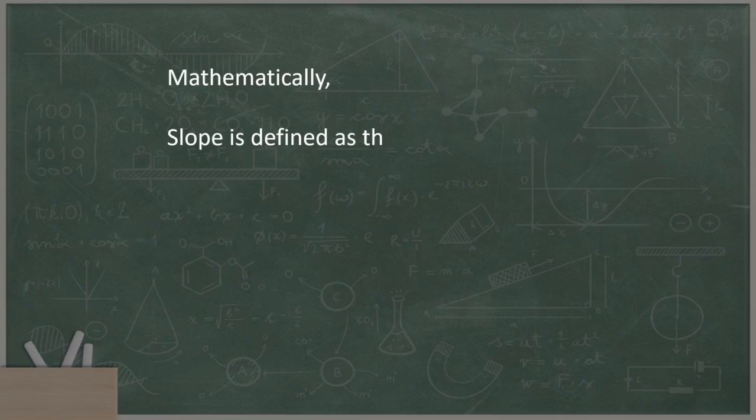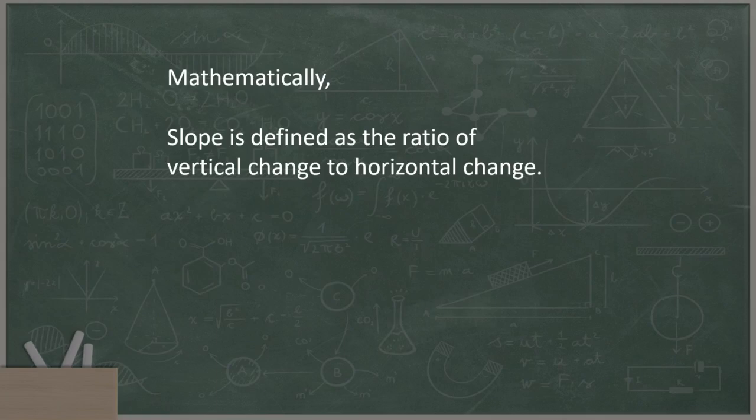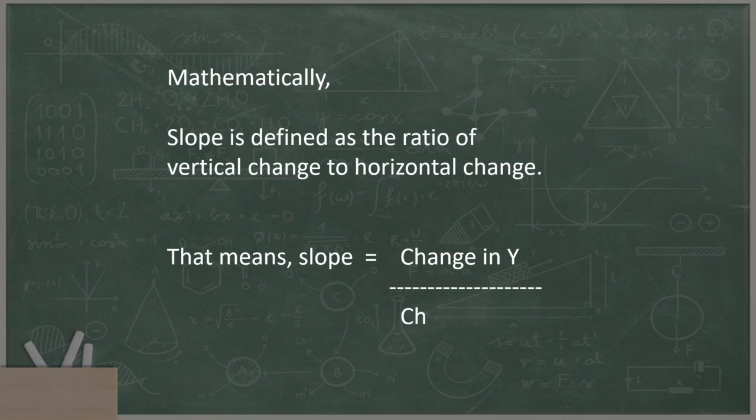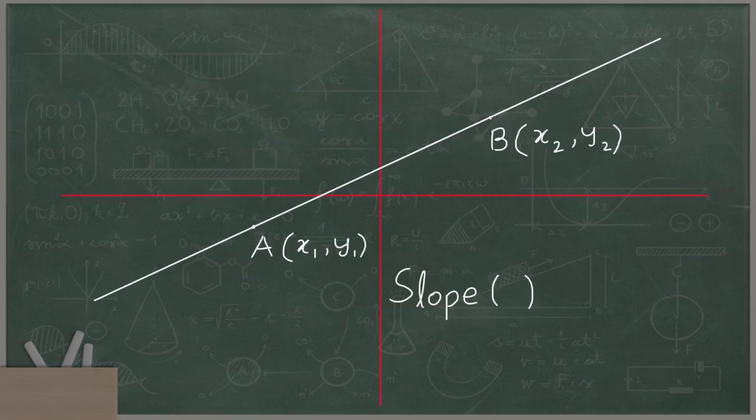Mathematically, slope is defined as the ratio of vertical change to horizontal change. That means slope is equal to change in y to change in x. Consider a straight line on which A and B are 2 points, A (x1, y1), B (x2, y2), then slope m is equal to (y2 minus y1) by (x2 minus x1).